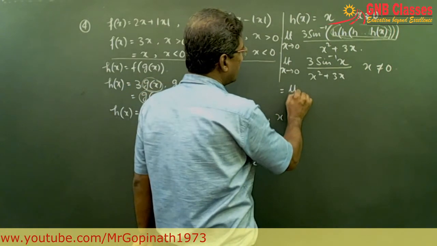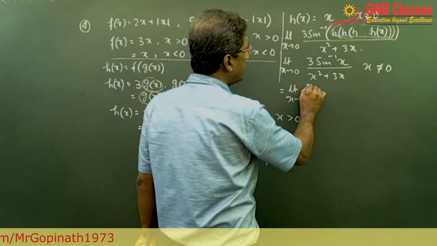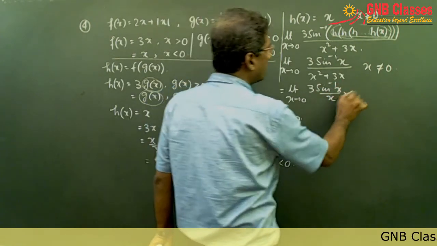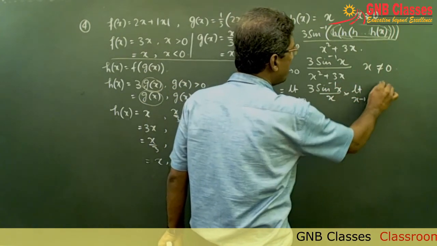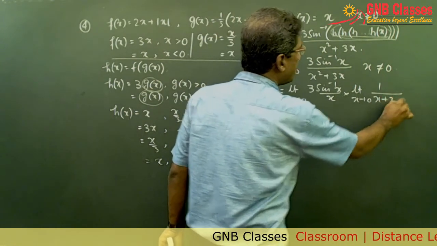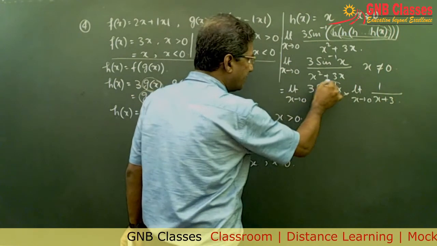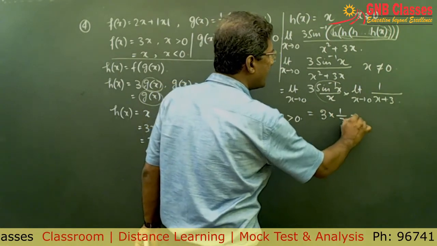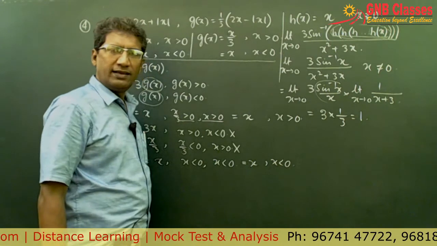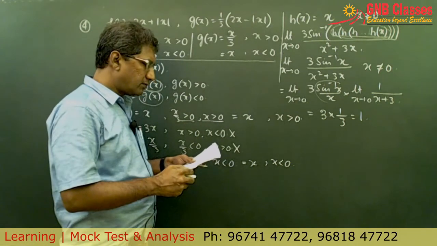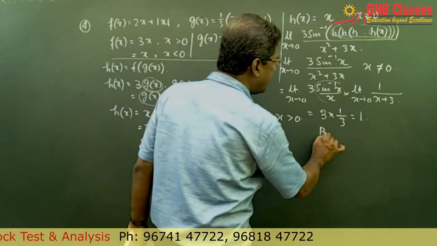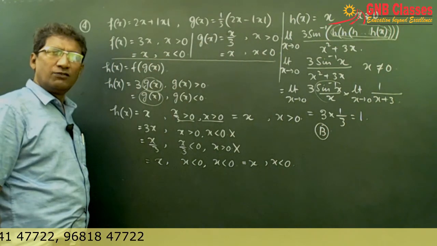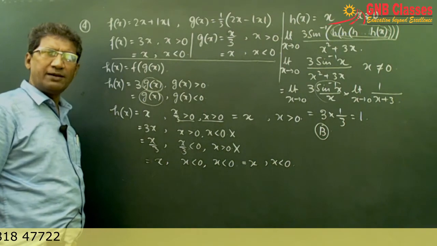Now, limit x approaches to 0, 3 sine inverse x by x into limit x approaches to 0, 1 by x plus 3. Is it clear? So we are getting, this is nothing but 1. So we are getting 3 into 1 by 3, which gives you 1. Therefore, option B is correct for question number 4. Absolutely clear to everybody?